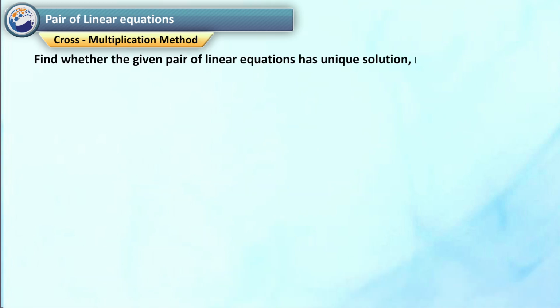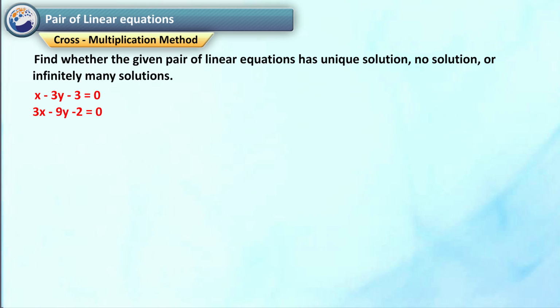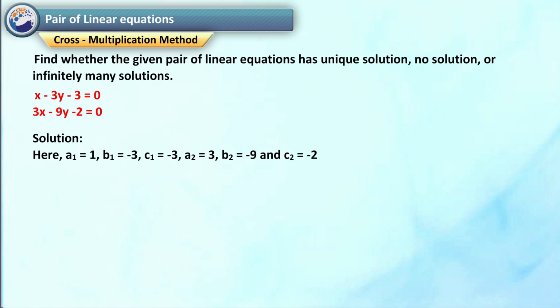Find whether the given pair of linear equations has unique solution, no solution, or infinitely many solutions. x minus 3y minus 3 is equal to 0 and 3x minus 9y minus 2 is equal to 0. Solution. Here, a1 is equal to 1, b1 is equal to minus 3, c1 is equal to minus 3, a2 is equal to 3, b2 is equal to minus 9 and c2 is equal to minus 2.